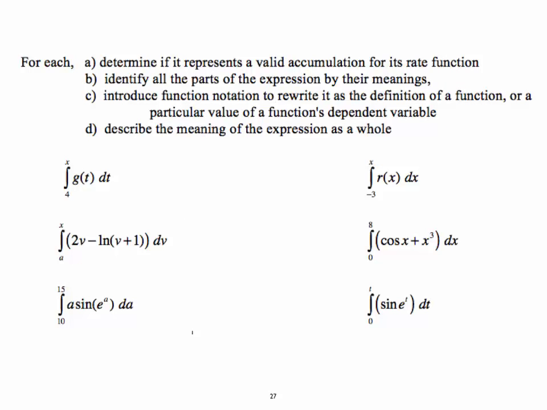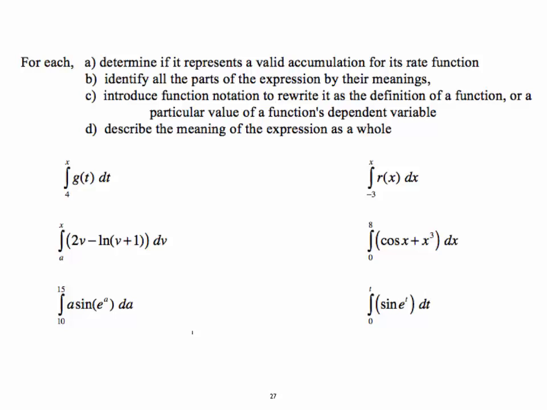Okay, so here are some integral expressions, and for each one, or maybe a couple of them, we want to determine, first of all, if it represents a valid accumulation for its rate function. And then we want to identify all the parts of the expression by their meanings. And then we want to introduce function notation to rewrite it as a definition of a function. Or is it the particular value of the function's dependent variable? And then describe the meaning of this expression as a whole.